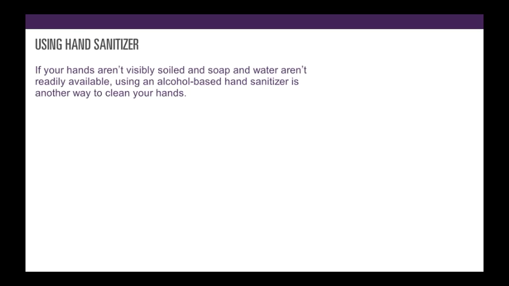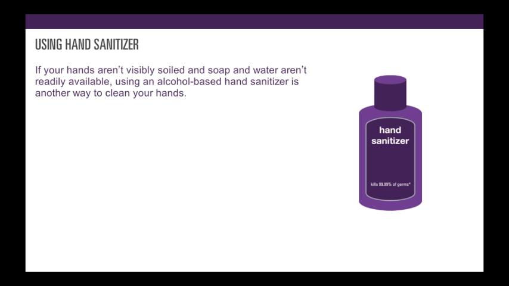If your hands aren't visibly soiled and soap and water aren't readily available, using an alcohol-based hand sanitizer is another way to clean your hands. Although hand sanitizer does reduce the number of germs on your hands, it doesn't kill all germs. It's important to wash your hands with soap and water as soon as you can after using sanitizer.